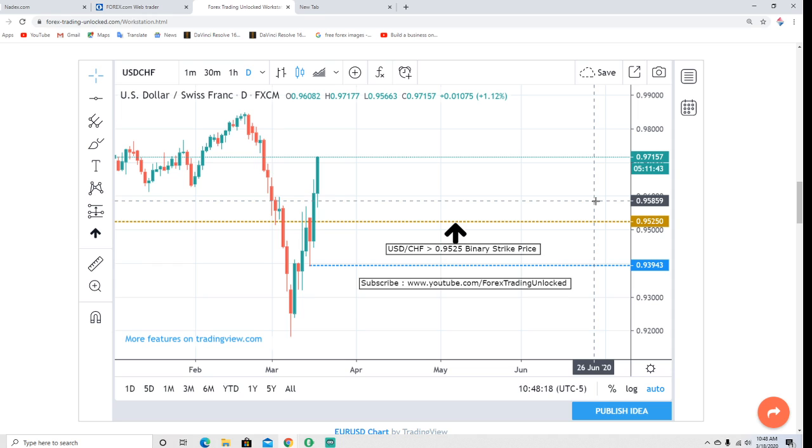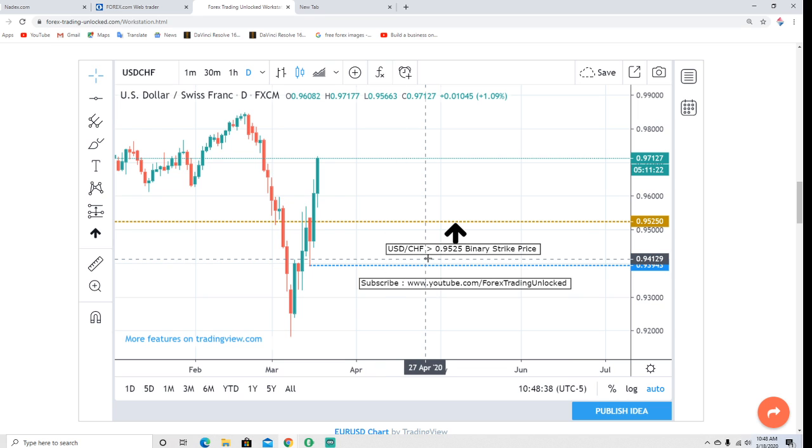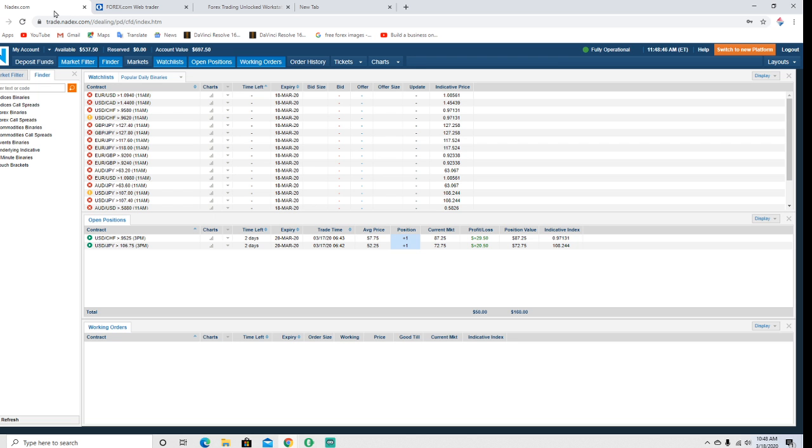But right now, if you are a bear, I would say you really got to be crazy, because don't risk more than where you're at already, because who knows how far this thing's going. I would wait for a very valid signal. If you're a bull, which we are, the reason we pulled this up is we have a US dollar Swiss is greater than 95.25 binary strike price. That's this brown line right here. As you can see from the Nadex platform, we have purchased this.